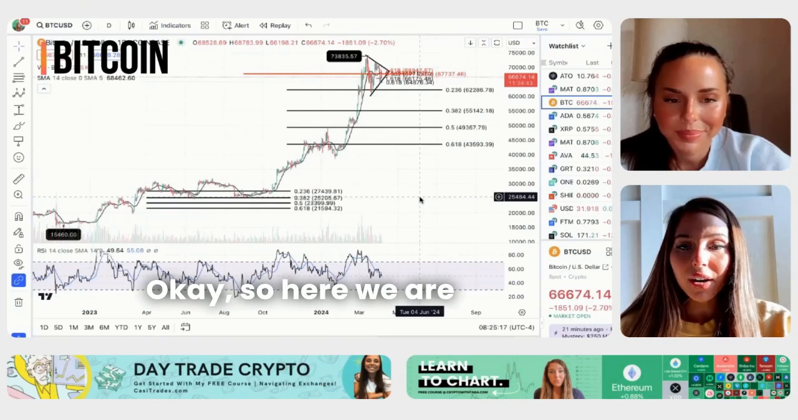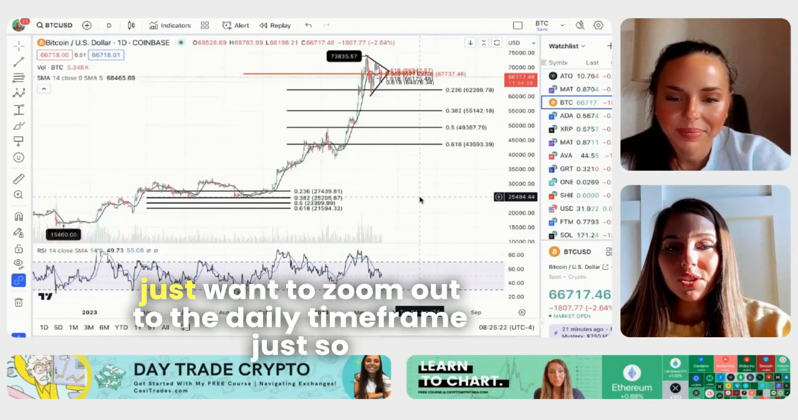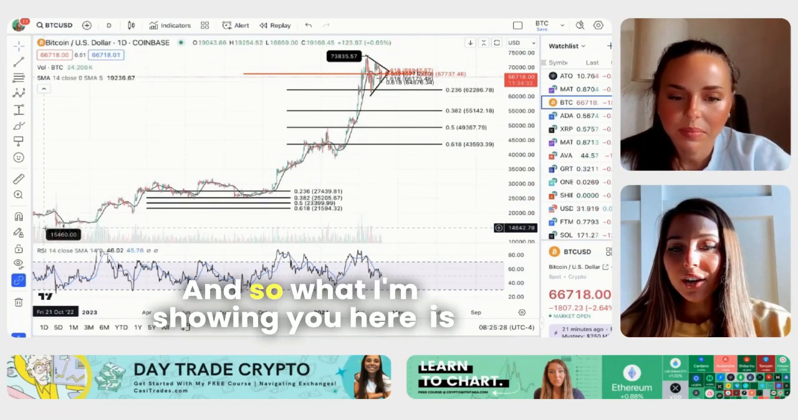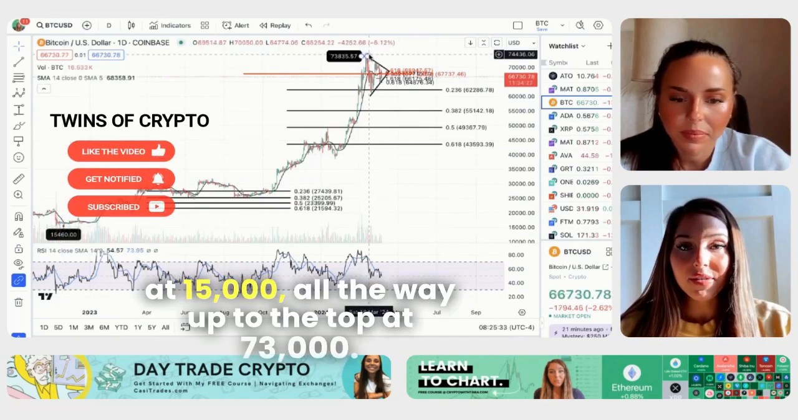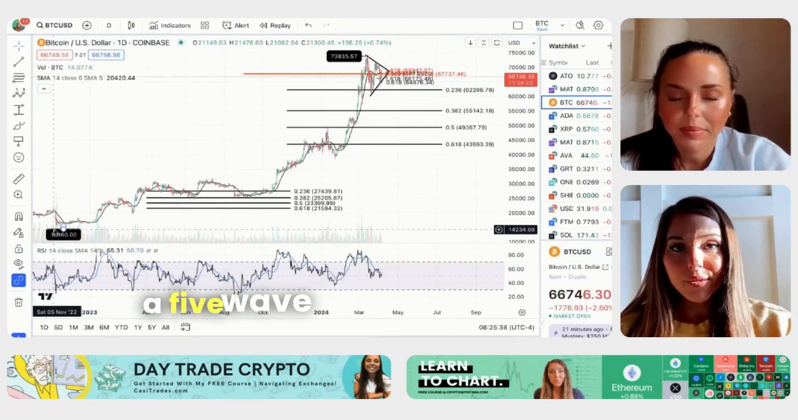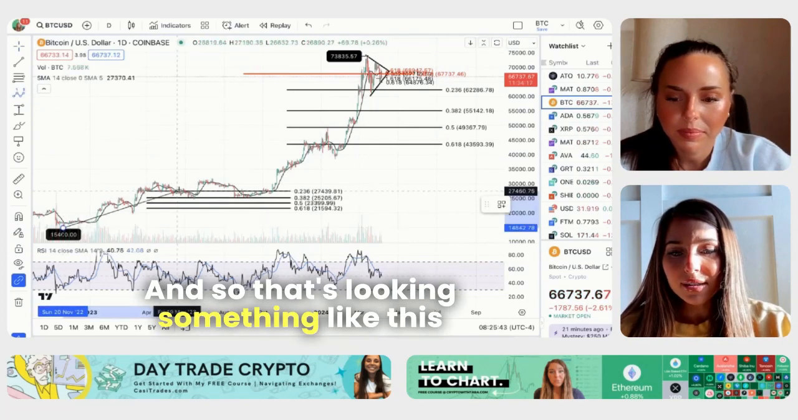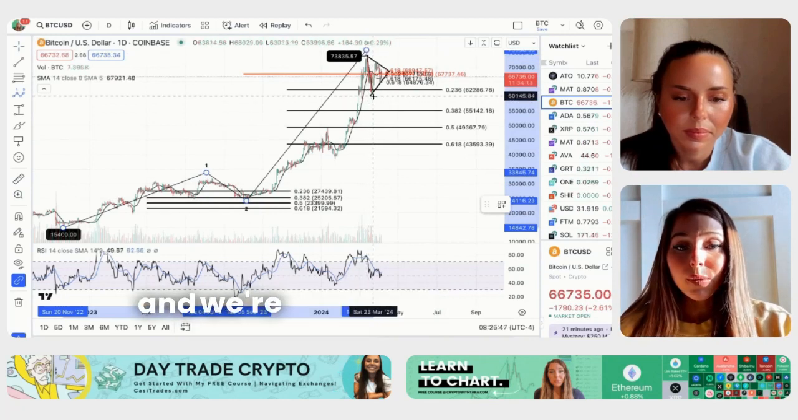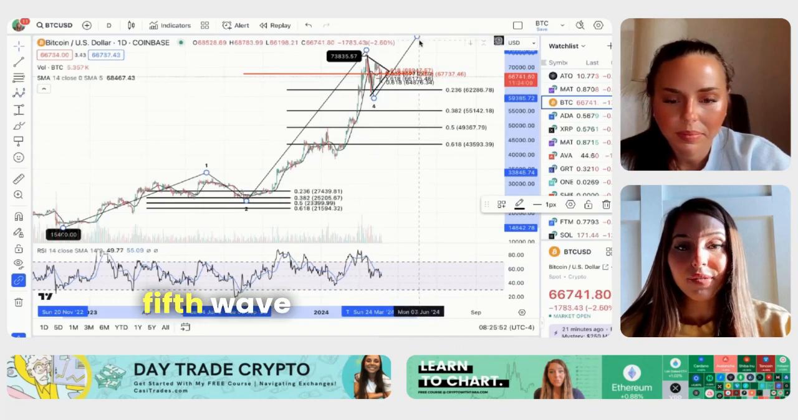Okay, so here we are on the Bitcoin chart, and I just want to zoom out to the daily time frame just so you guys can see where we are on the macro scale. What I'm showing you here is from the bottom at 15,000 all the way up to the top at 73,000. From the bottom here, we're looking for a 5-wave structure for our new trend. That's looking something like this, with wave 1 coming up here, wave 2, 3, and we're currently in wave 4, and then we're expecting another 5th wave coming up here.